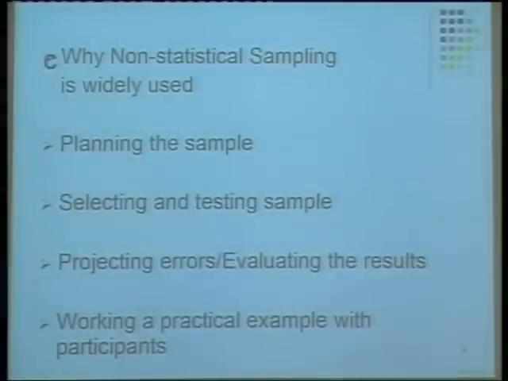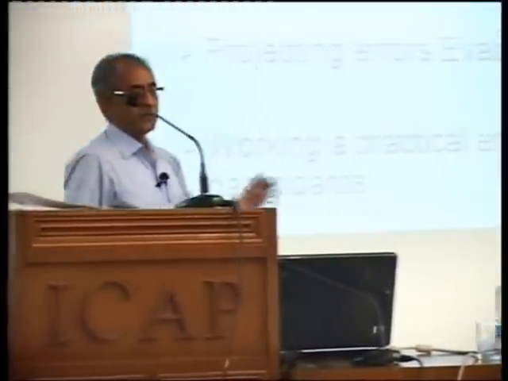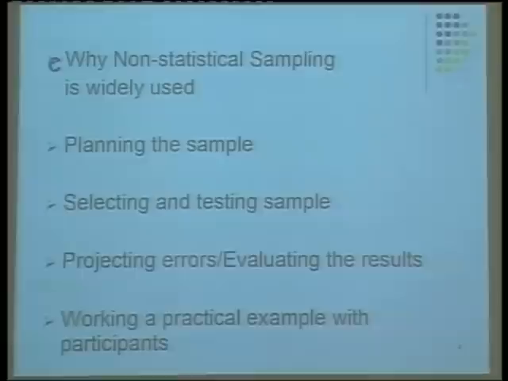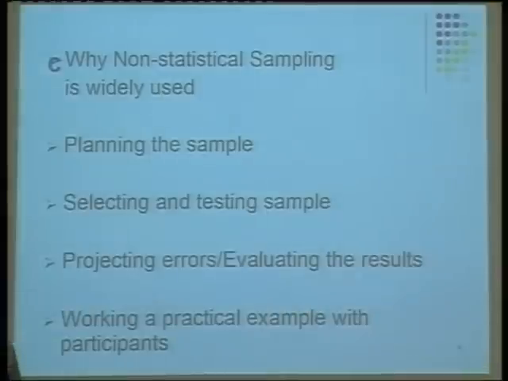Then we will project errors to the population, how the errors are projected towards the population and how we form a conclusion. Then we will evaluate the results. During the session, you would be given the random number table. You would be given a handout showing how to compute the sample under the systematic selection, and finally we would work an exercise of non-audit sampling.